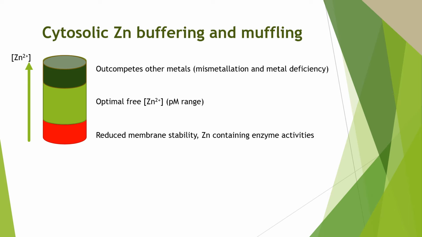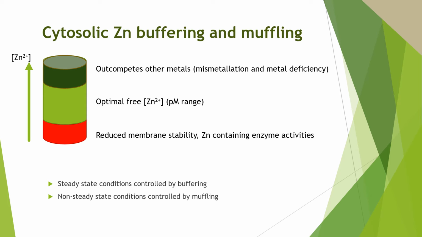Then you have the optimal range, which has been seen to be around the picomolar range in different organisms. And then without sufficient free zinc, you have reduced membrane stability and reduced activity of zinc-containing enzymes, like the superoxide dismutase I was mentioning earlier.